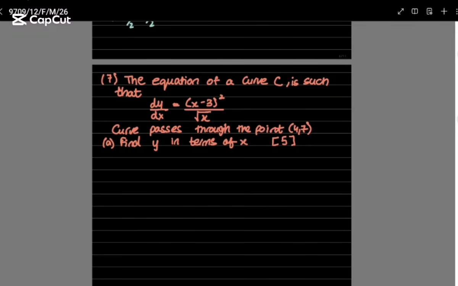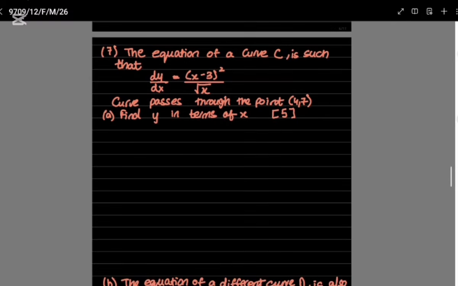Alright, so let's start with question number 7. The equation of a curve C is such that dy by dx is equal to (x minus 3) whole squared over radical x. The curve passes through the point (4, 7). Part A, find y in terms of x.